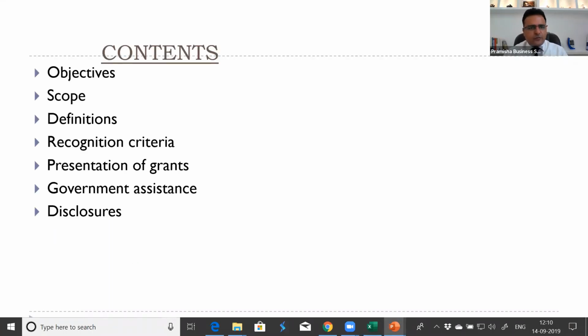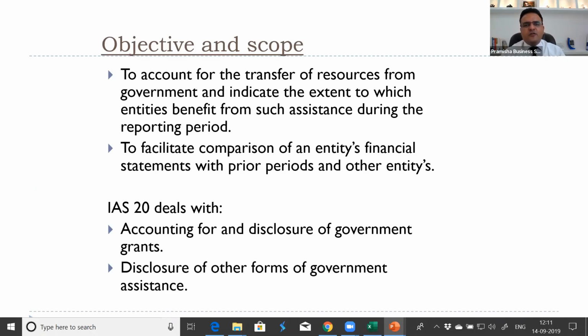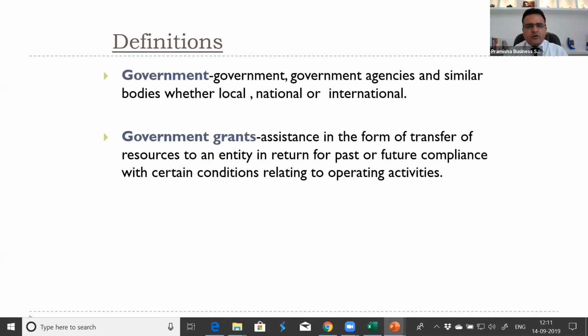So look at the objective, scope, recognition criteria, and how government assistance is different from a grant. We account for the transfer of resources from government to facilitate comparison of an entity's financial statements with prior periods and other entities. If a grant is received, definitely the results will differ. Accounting for and disclosure of government grants and government assistance is governed by IAS 20, Government Grants.